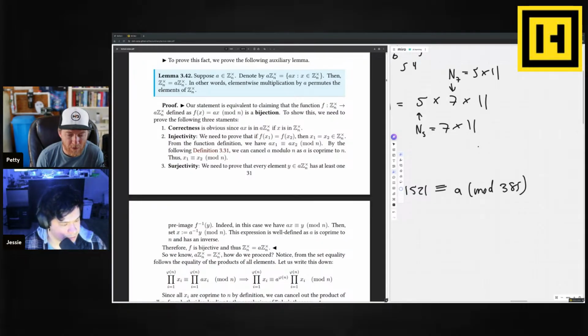Our statement is equivalent to claiming that the function f defined as f of x equals ax mod n is a bijection. To show this, we need to prove the following three statements. Correctness is obvious since ax is in the set.